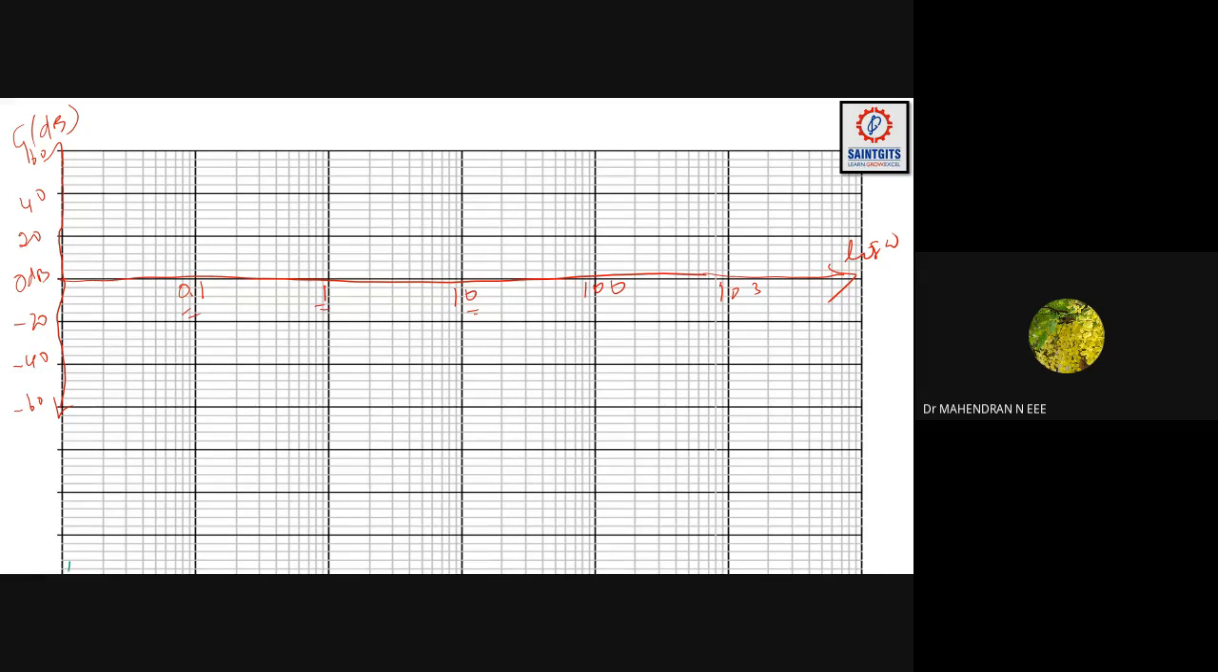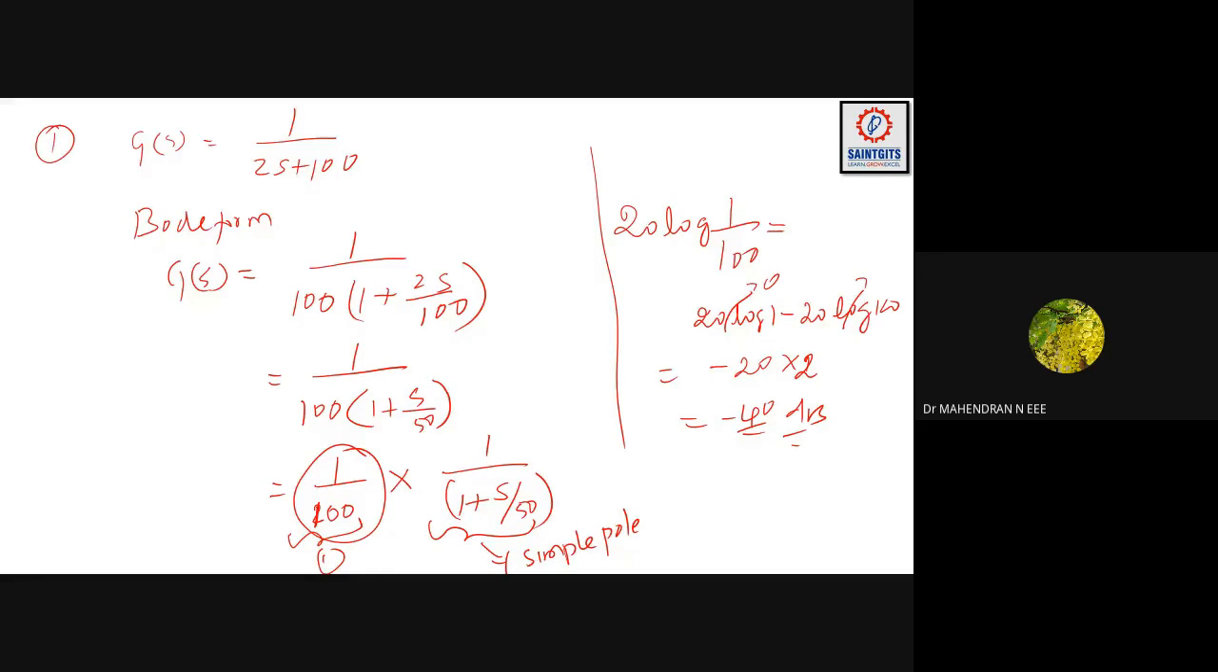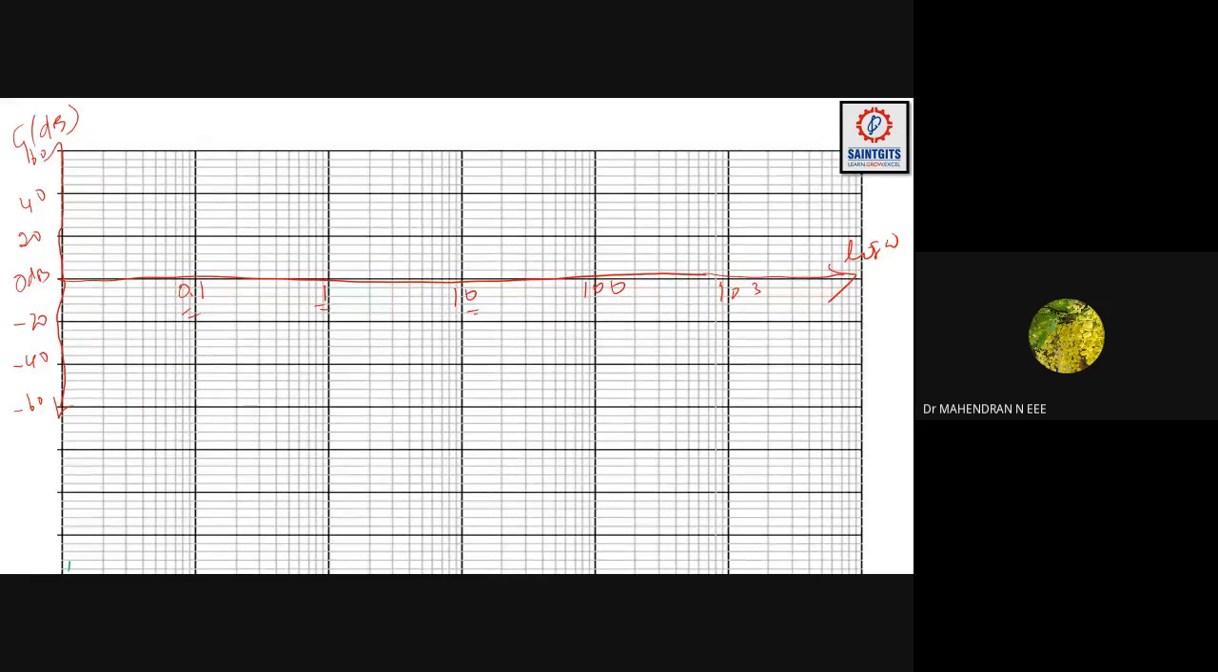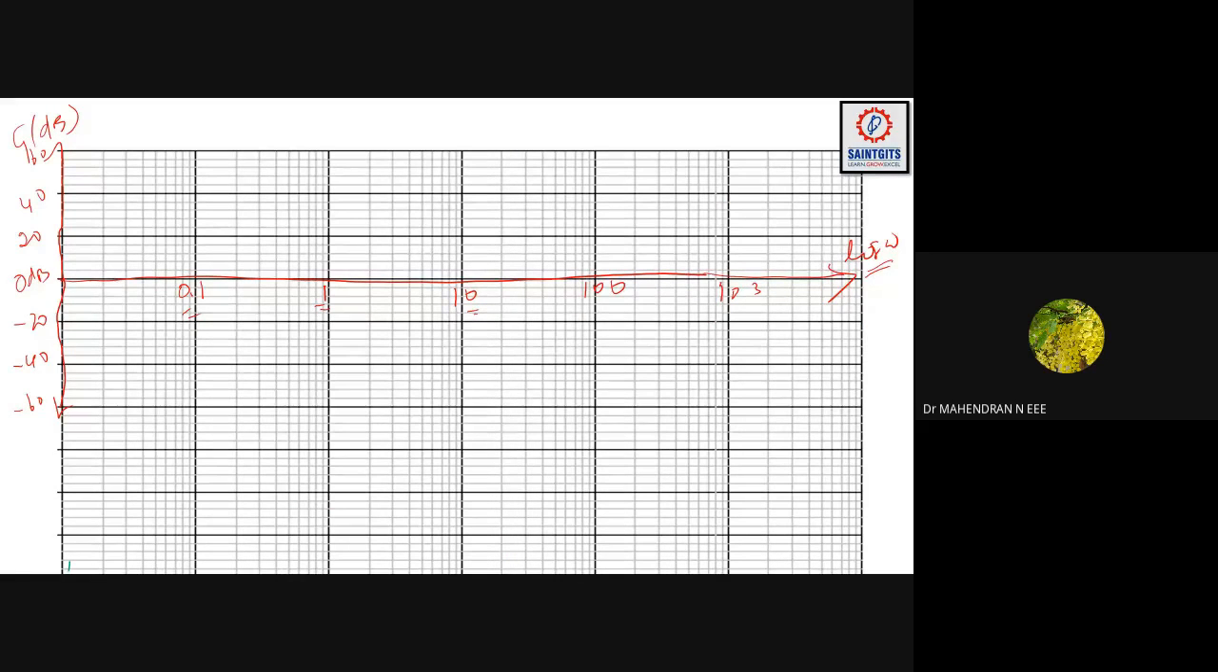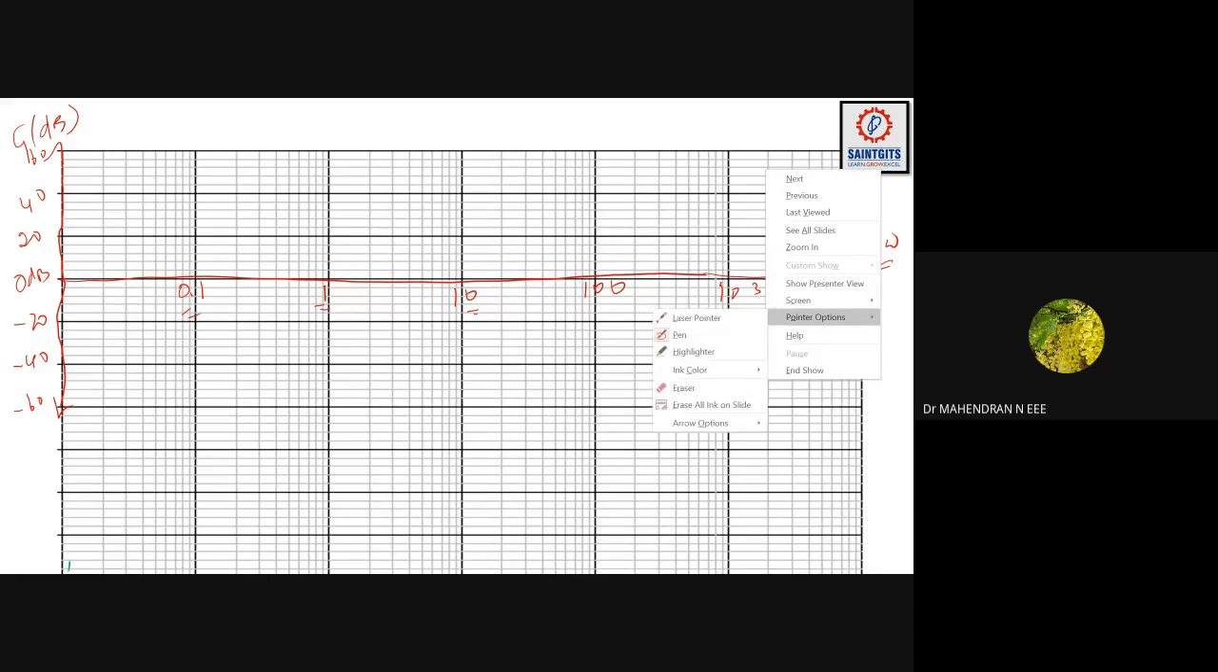And first step, we are going to plot 1 by 100 in your magnitude plot. This is a magnitude plot, drawn between gain in dB versus omega. What is the gain equivalent for 1 by 100? It is minus 40, so minus 40 dB. Simply, I can choose a different color, pointer options and ink color.